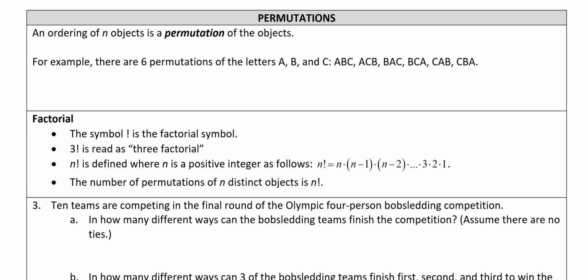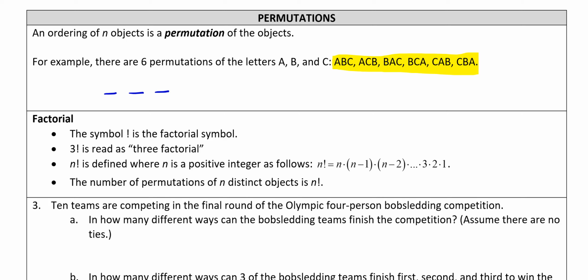So I can say ABC, ACB, BAC, BCA, CAB. These are the possibilities. So I have 6 permutations of these 3 letters. Okay, so 6. Now, we could actually use our fundamental counting principle to figure this out because we have 3 letters, right?